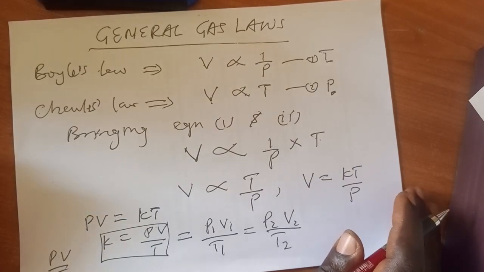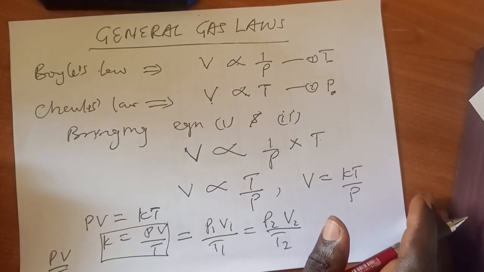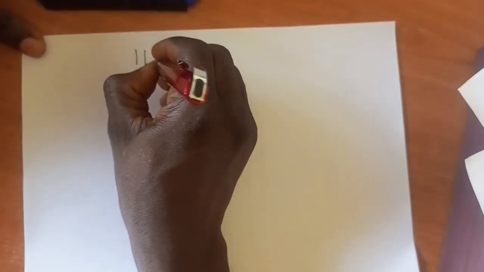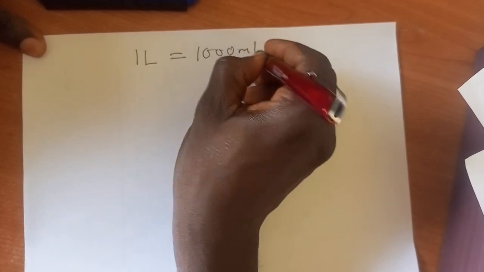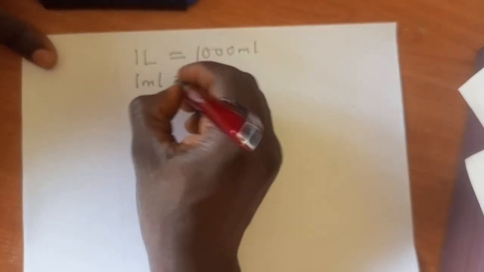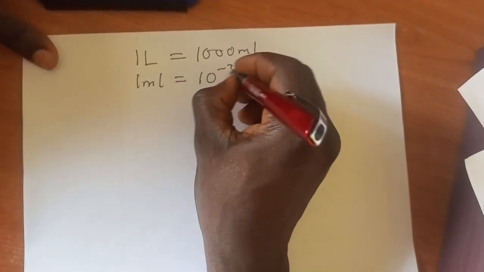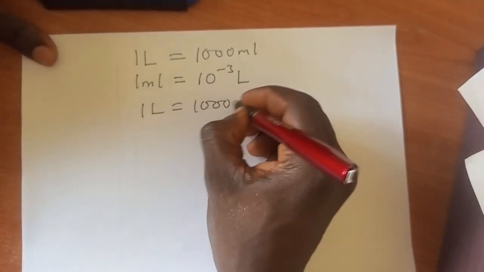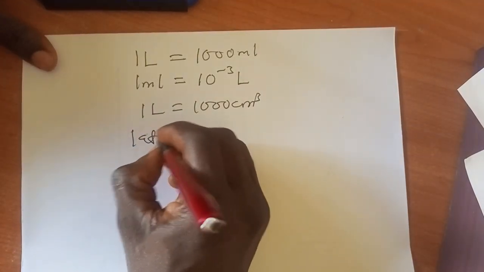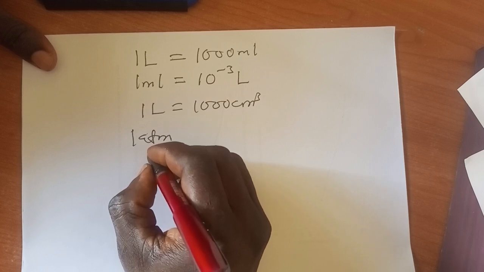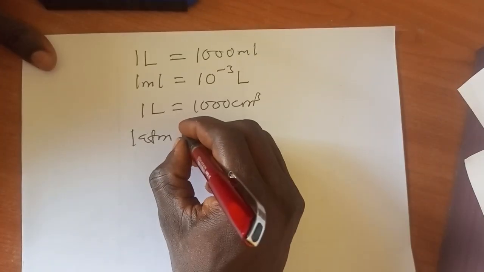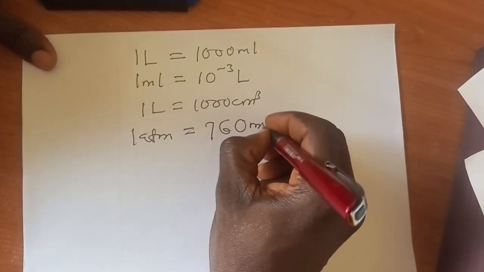Before you begin to solve questions, I'm going to give you some conversion factors that will be peculiar in this area of physical chemistry. So look at this. Have this in your mind that 1 liter is equal to 1,000 mL, which means 1 mL is equal to 10 raised to power minus 3 liter. I hope this is not confusing. You can also say 1 liter is equal to 1,000 centimeter cube. One atmosphere is a unit of pressure. Liter is a unit of volume. Milliliter is a unit of volume.